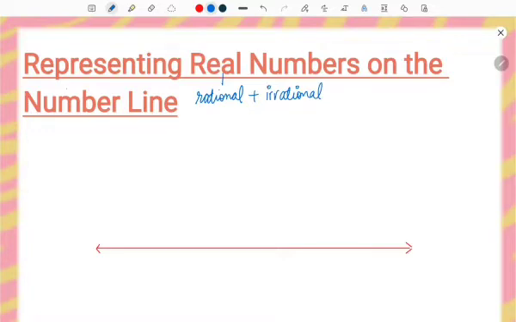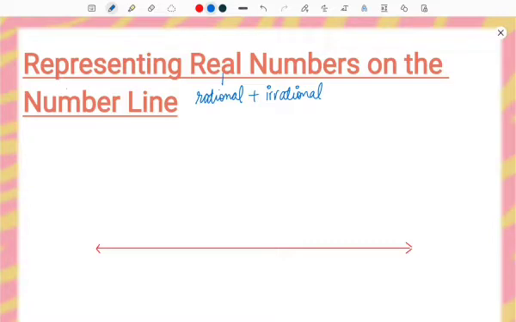Before starting, I would like to inform you that this topic has been deleted for the academic session 2022 to 2023. So the students of this year need not do this topic. It won't be assessed in your schools as well.